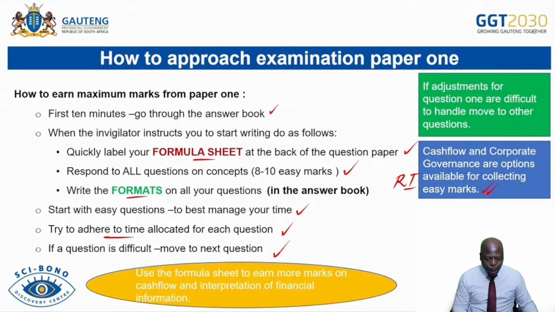Okay, so remember, use the formula sheet to earn more marks on the cash flow and interpretation of financial information. Remember, on your cash flow, there are financial indicators that you have to calculate on your cash flow question, which normally the examiner would keep at question number 2.